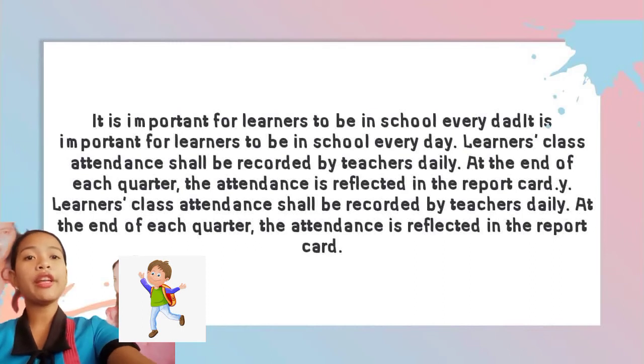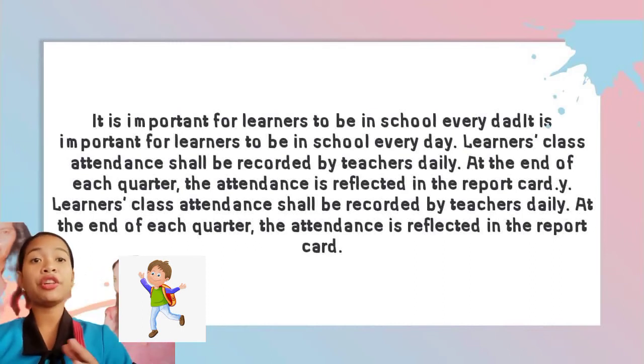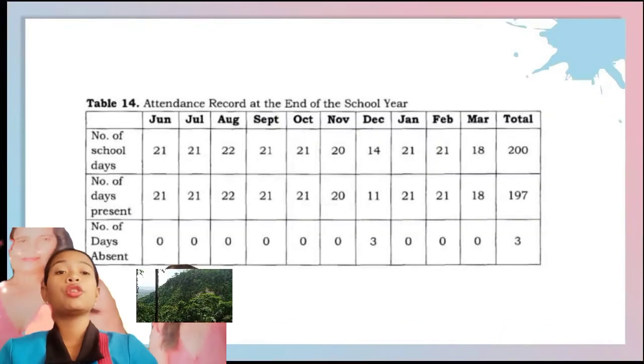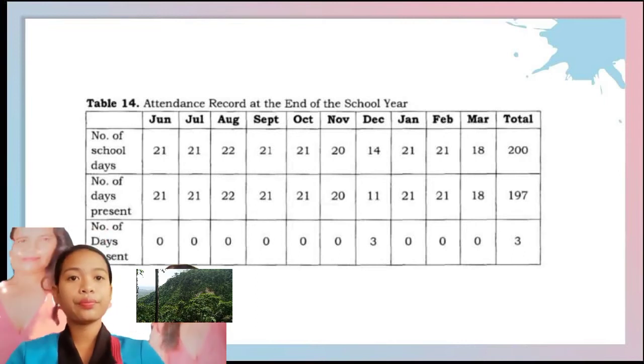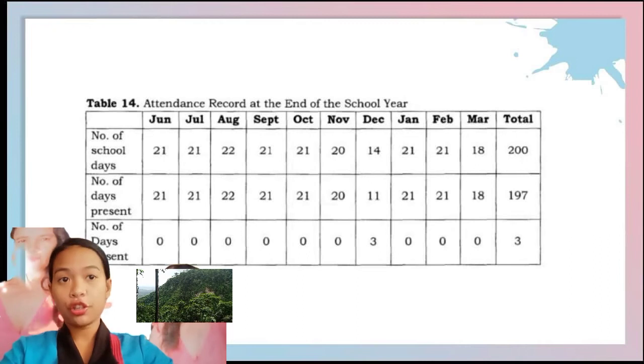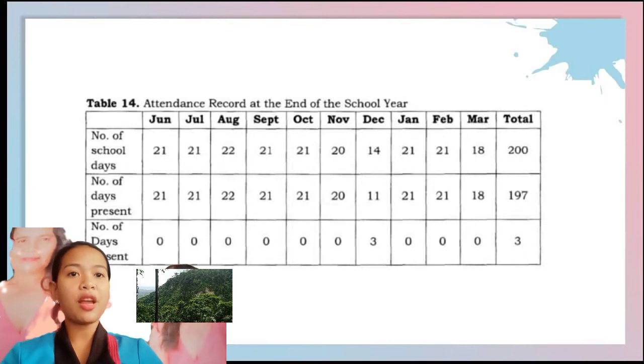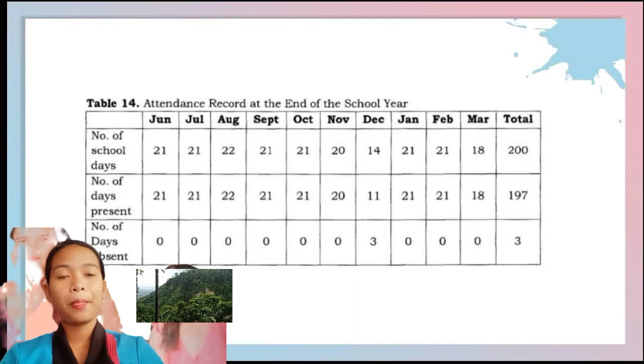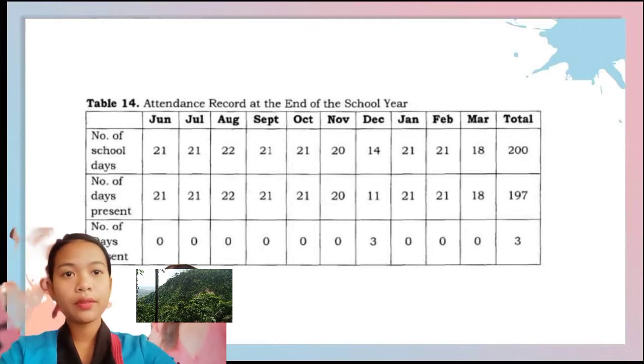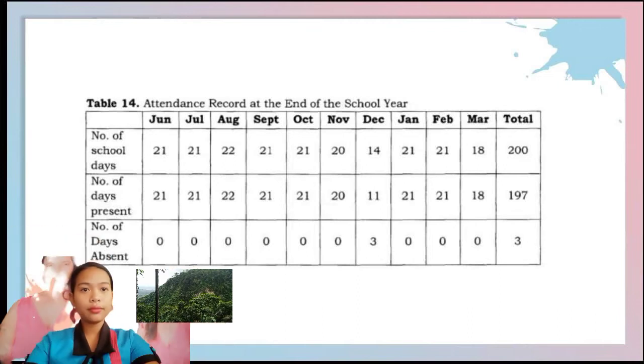Recording of attendance is done from kindergarten to grade 12. So like this, the number of school days from June to March is 200 days. Then the number of days present is 197, because in December there are only 11 days.